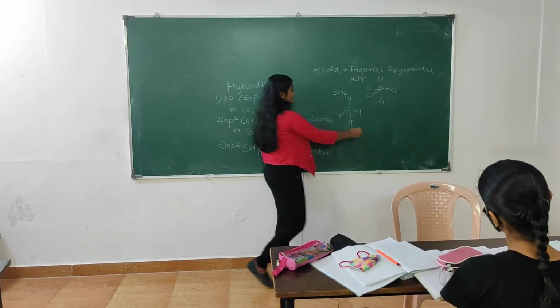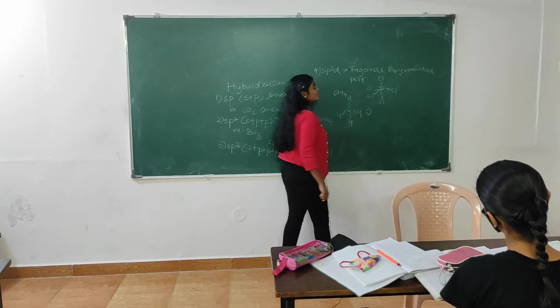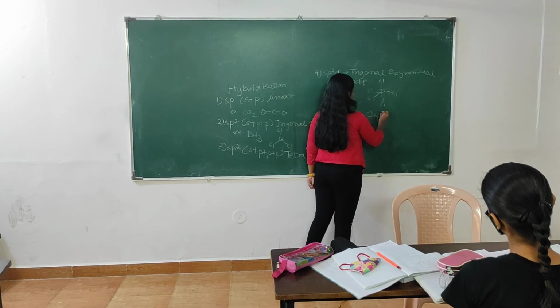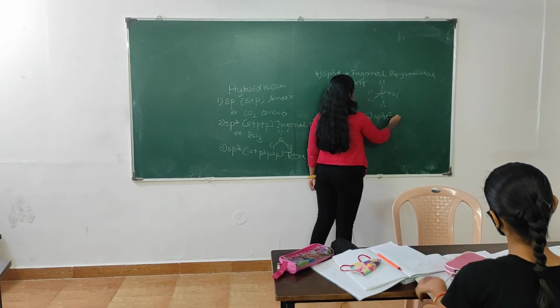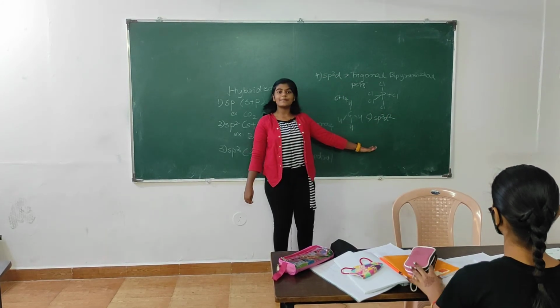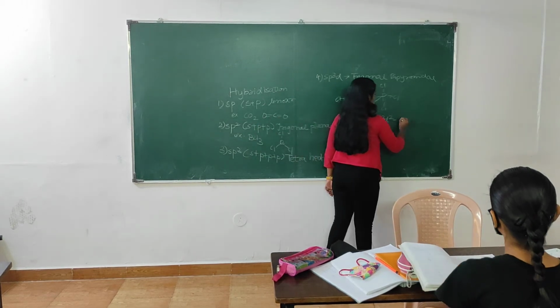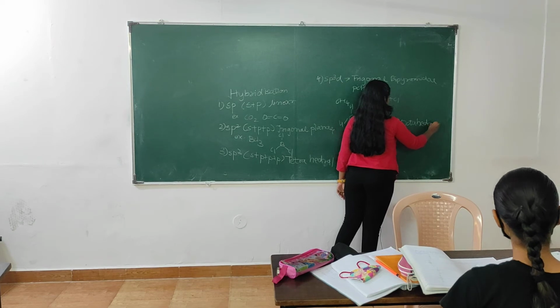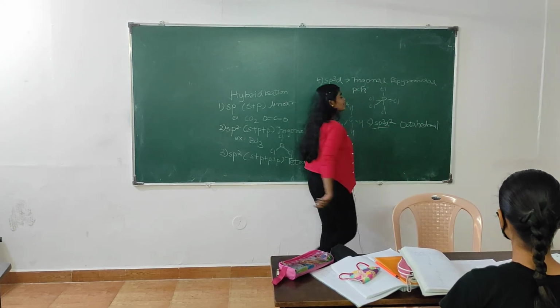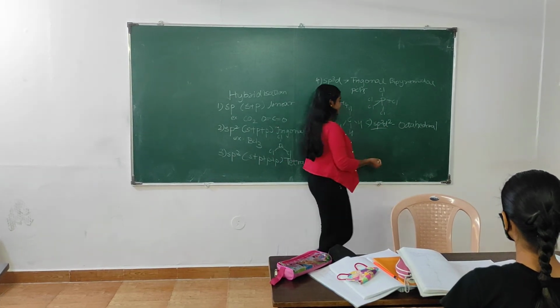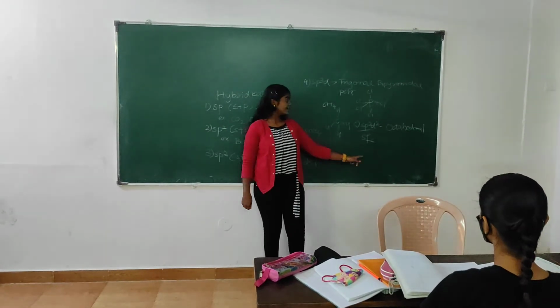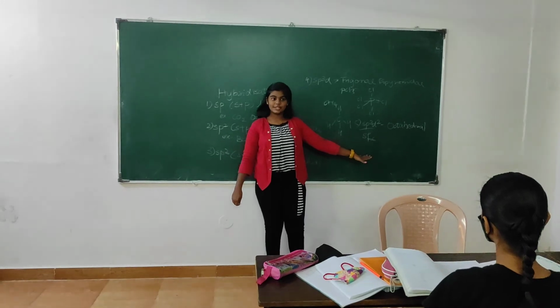The next that we are going to see is sp3d2 hybridization. The structure of sp3d2 hybridization is octahedral. The example of sp3d2 hybridization is SF6. Here we have our central atom as sulfur and 6 fluorines attached with it.